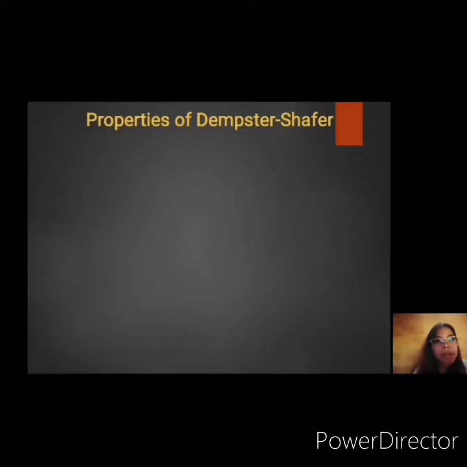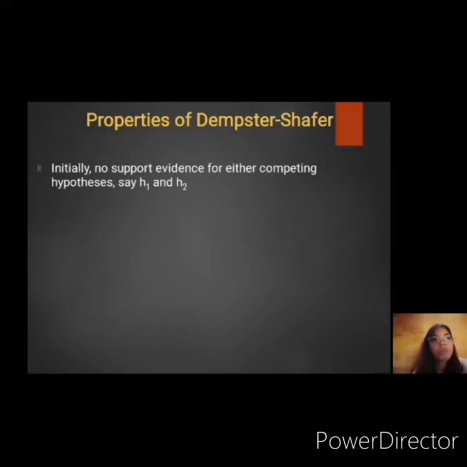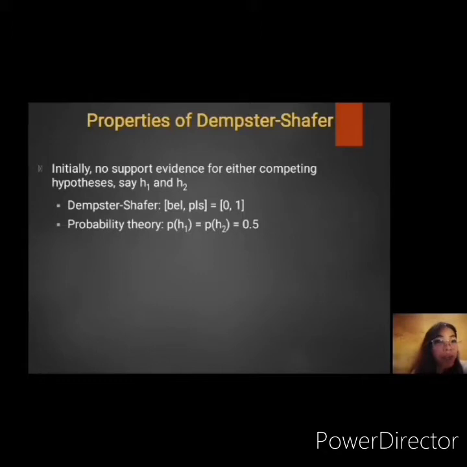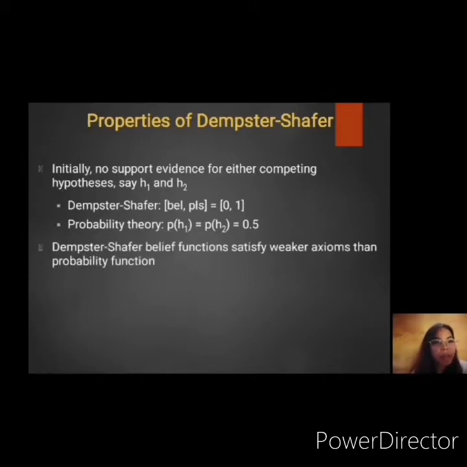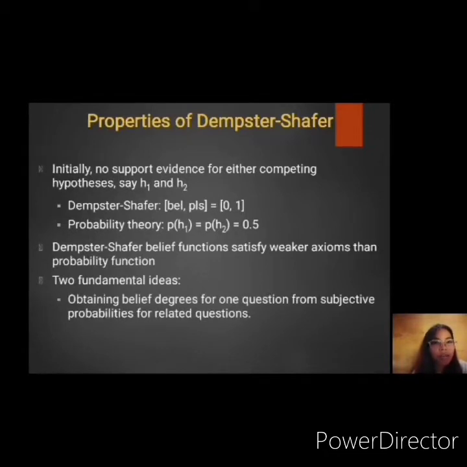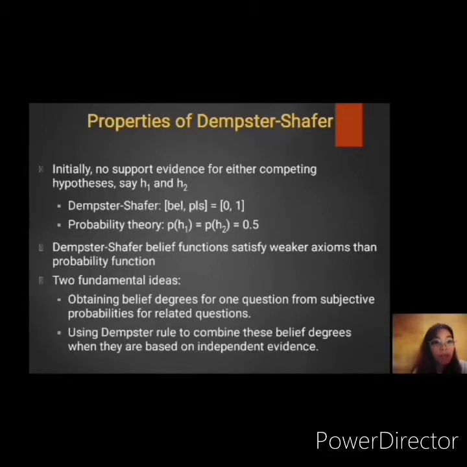So, we have here the properties of Dempster-Shafer. Initially, there is no support evidence for either of the competing hypotheses, say H1 and H2. So, Dempster-Shafer has Bel and Pls equal to 0 and 1. In probability theory, P of H1 is equal to P of H2, so it is equal to 0.5. And then, Dempster-Shafer belief functions satisfy weaker axioms than probability functions. So, two fundamental ideas are, first, obtaining belief degrees for one question from subjective probabilities for related questions, and using Dempster's rule to combine these belief degrees when they are based on independent evidence.